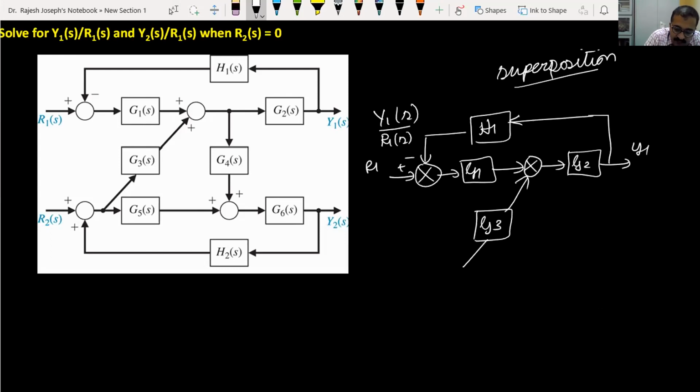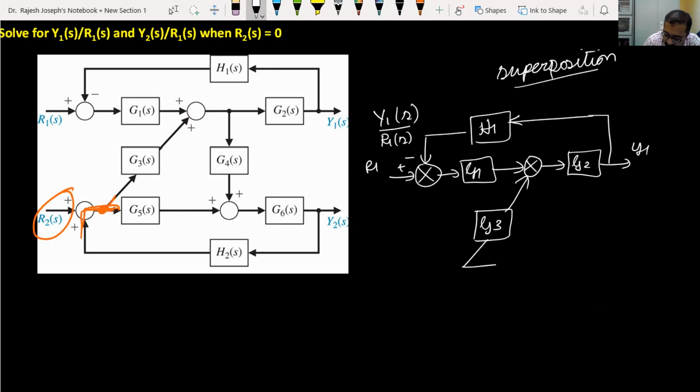Since R2 is 0, you can ignore that. It is as if the signal from H2 is directly coming to G5, because this summing point has only one signal. When do you need a summing point? When there are more than one signals. Since R2 is 0, there is only one signal coming from H2, so you can ignore the summing point also. This pick-off point remains there and won't get shifted. So I can draw it like this.